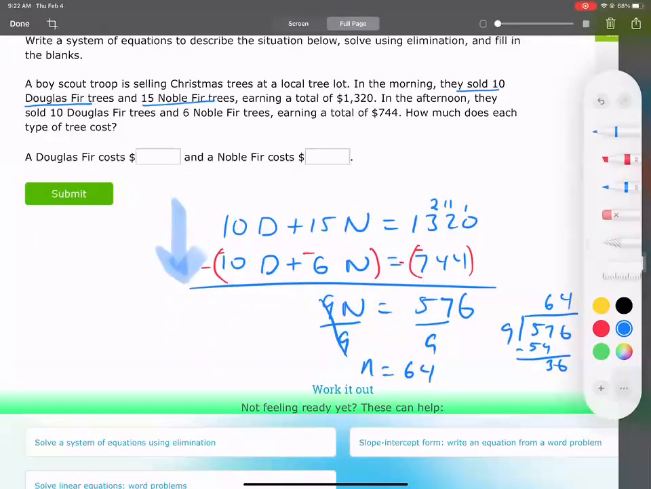All right, so now that we solved for our noble firs, the price of noble fir is $64, we gotta go back and plug it in to solve for the other value. So 10d plus, let's use the second one because the numbers are smaller, 6n equals 744. So we're going to say 10D, because we don't know what our D's are, but we do know what our N's are. N's are 64, equals 744.